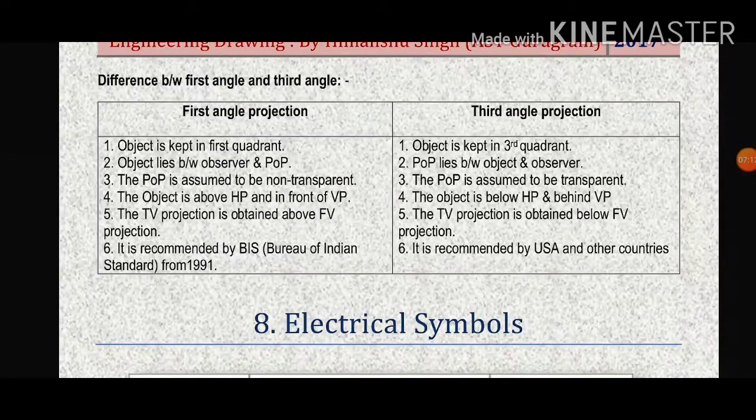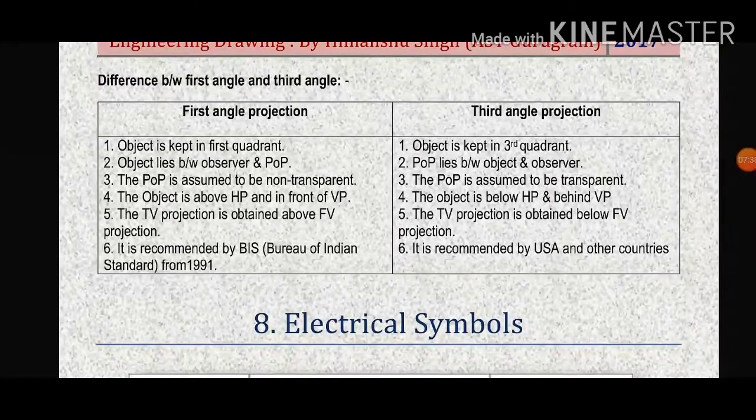And third point, in first angle projection the POP is assumed to be non-transparent, which means in first angle projection the POP is non-transparent, and in third angle projection we consider the POP as transparent. And fourth, in first angle the object is above HP and in front of VP. And in third angle projection, fourth point, the object is below HP and behind VP.